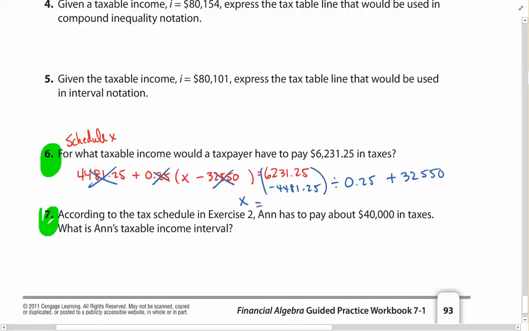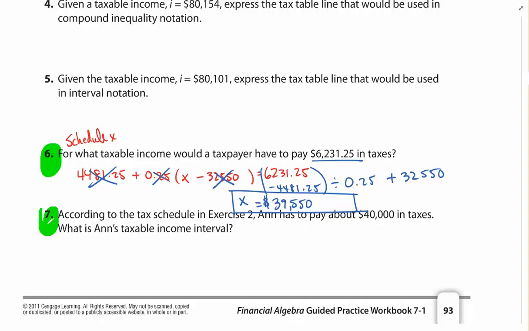We can then obtain the value for X, or the income for somebody that owes $6,231.25 in taxes. Off screen, I calculated this on my calculator, and the end result came out to be $39,550. So somebody with a $39,550 income filing as single using Schedule X would end up paying $6,231 in taxes. What that means now is that we can use the exact same format for problem number 7.